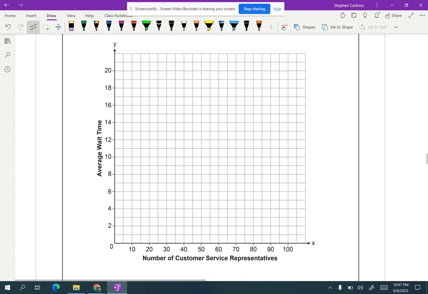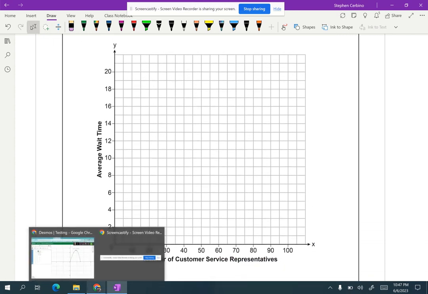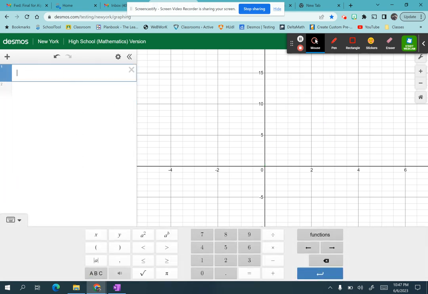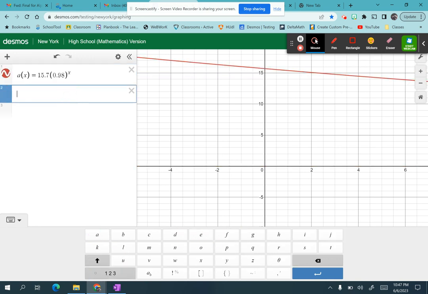So I'm going to go to Desmos here and graph this so we can see what it looks like. I'm going to get rid of this stuff, and let's graph this. The first one was called A of x, and it was 15.7 times 0.98 to the x. The second one was called B of x.